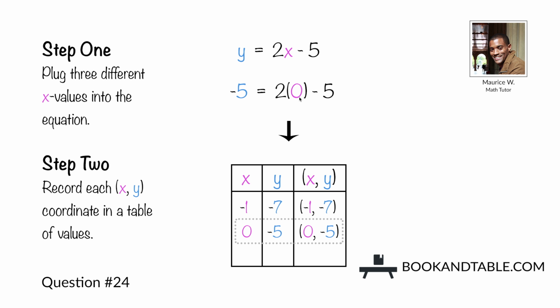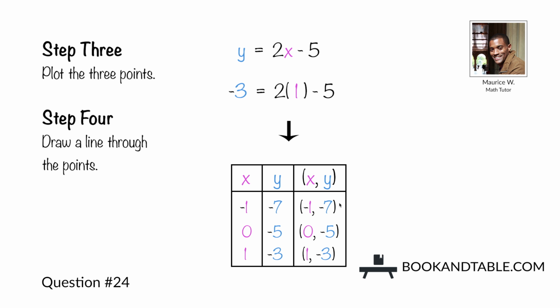We then plug in 0 for x, and we get 2 times 0, which is 0. 0 minus 5 is equal to -5. So our second point is 0, -5. And our third point, we plug in x is equal to 1. 2 times 1 is 2. 2 minus 5 is equal to -3. So our third point is 1, -3.